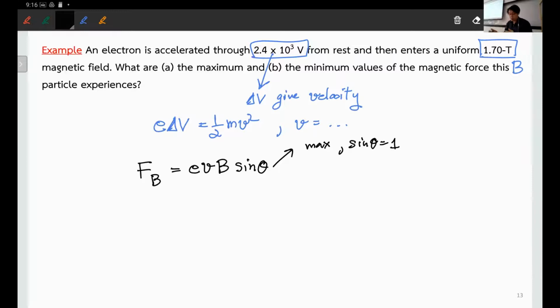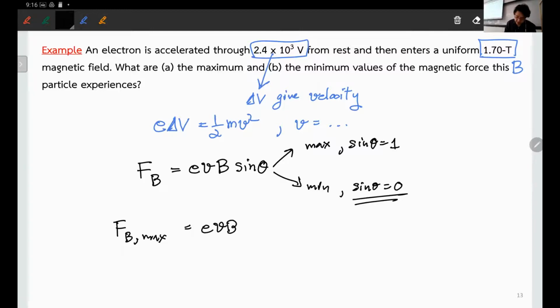So you just shoot the electron perpendicular to the magnetic field. That's your maximum force. And this will give you the minimum when sine theta equals 0. This just confirms that the maximum force you get is when everything is perpendicular. And the minimum, you don't have to think very much: 0, nothing, when you shoot it parallel or anti-parallel to the field. Okay, cool. So I can answer: max is just EvB, and the minimum is just 0. Done.